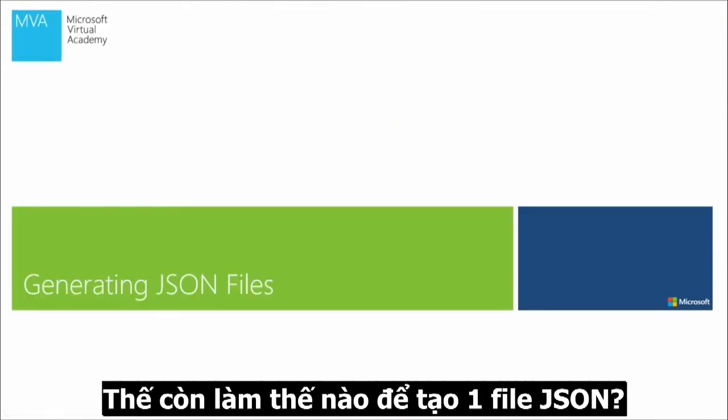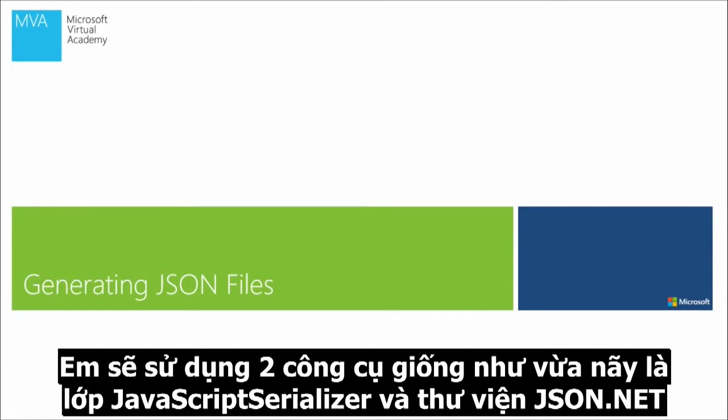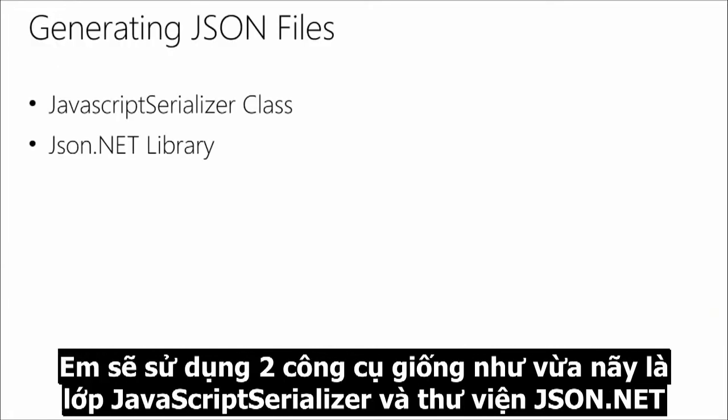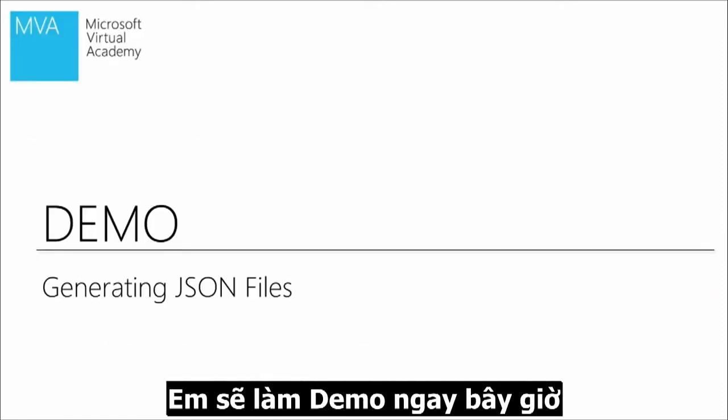So how do we generate a JSON file? Right, if I have an object, how do I write that out to JSON? Well, using the same tools, the JavaScript serializer class and the JSON.NET library, you can do the same thing. So I'm going to walk through a demo of those two.